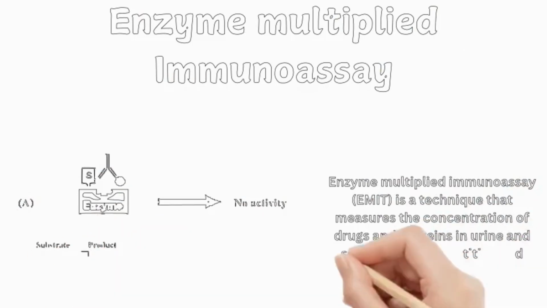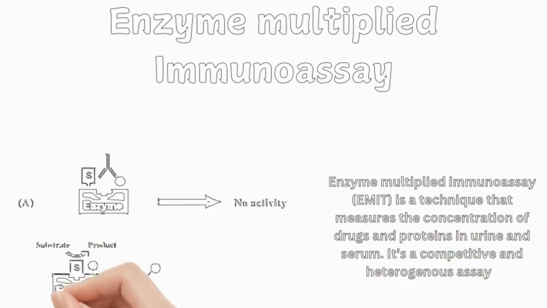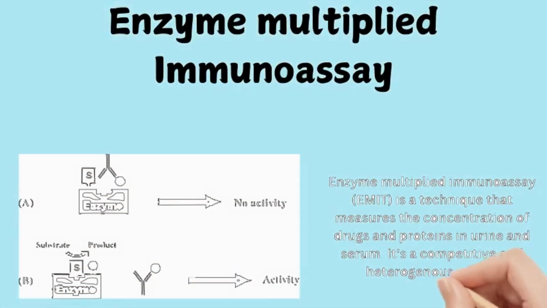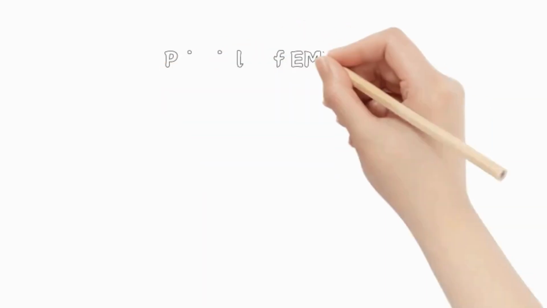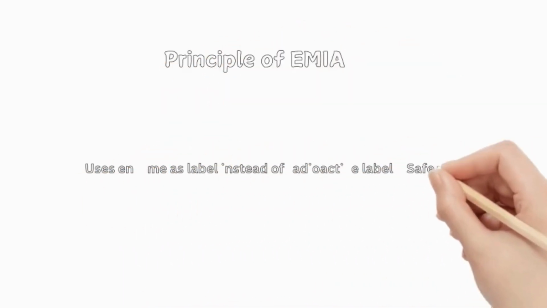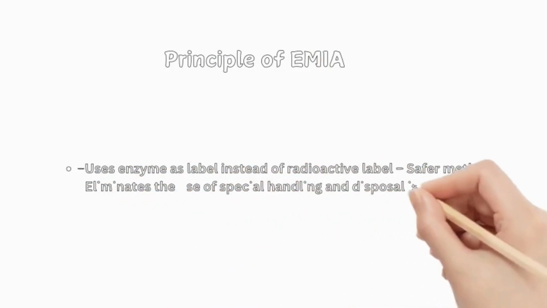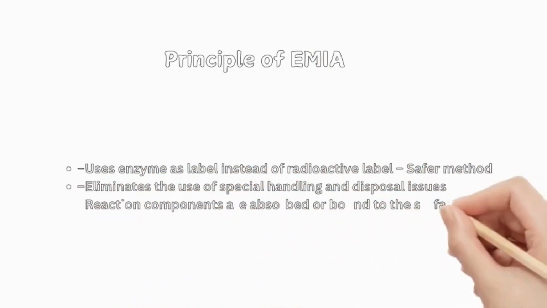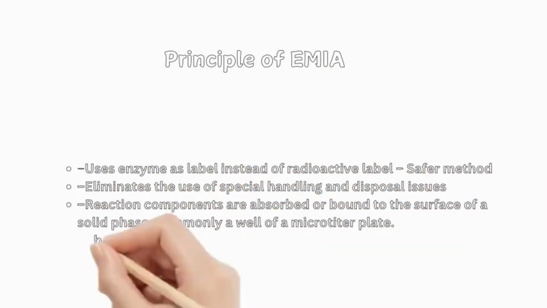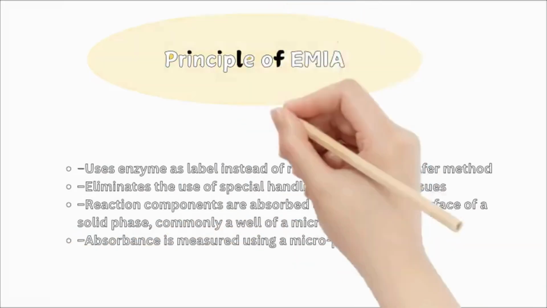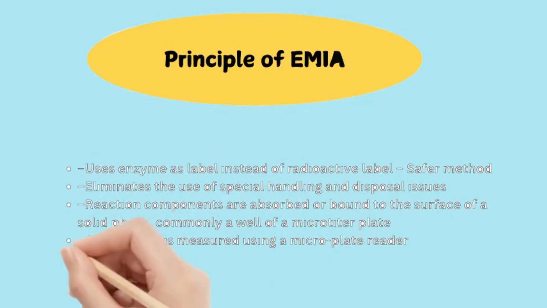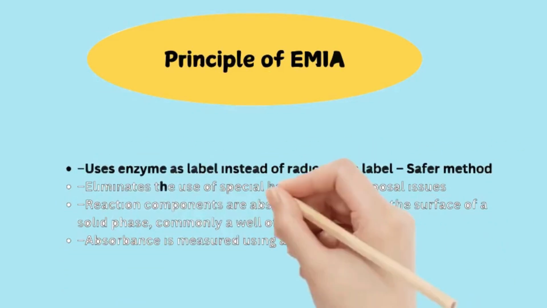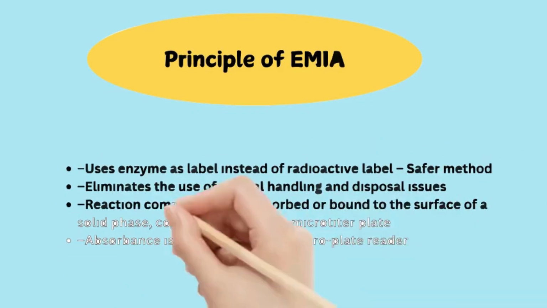Enzyme multiplied immunoassay is a technique that measures the concentration of drugs and proteins in urine and serum. The principle uses an enzyme as a label instead of a radioactive label, which eliminates special handling and disposal issues. Reaction components are absorbed or bound to the surface of a solid phase, commonly a well of a microtiter plate. Absorbance is measured using a microplate reader.